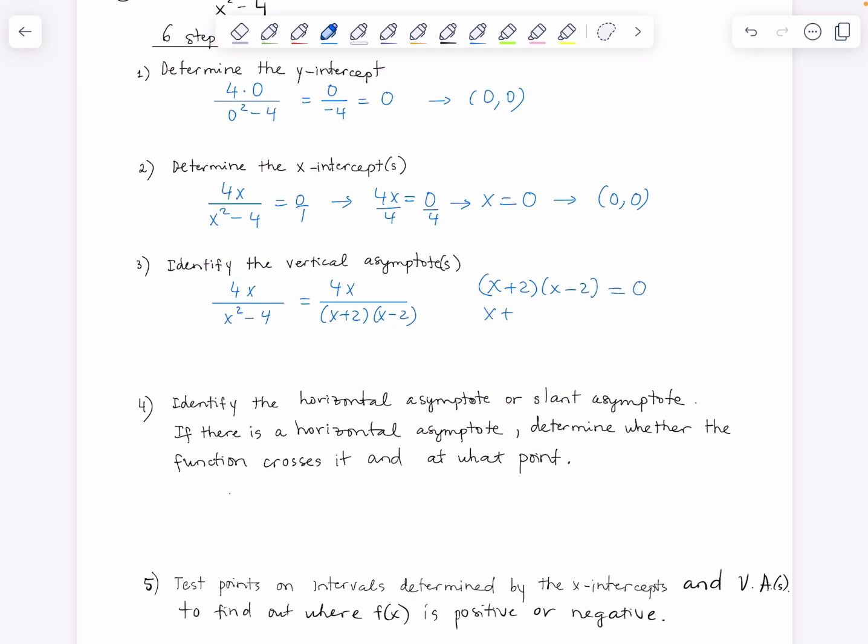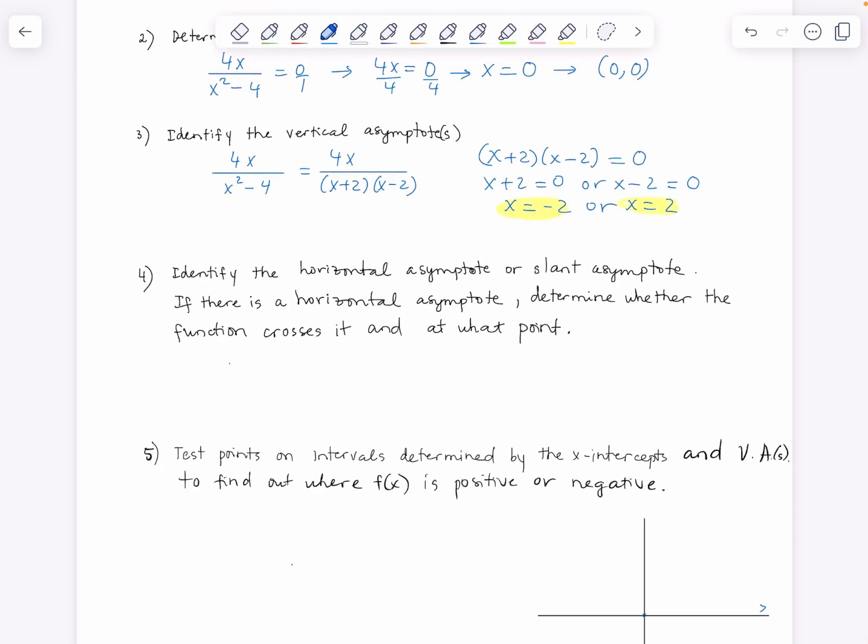That means x plus 2 is equal to 0, or x minus 2 is equal to 0. That means x is equal to negative 2, or x is equal to 2. Make sure that you write the whole equation, x is equal to, because we are describing 2 vertical lines.